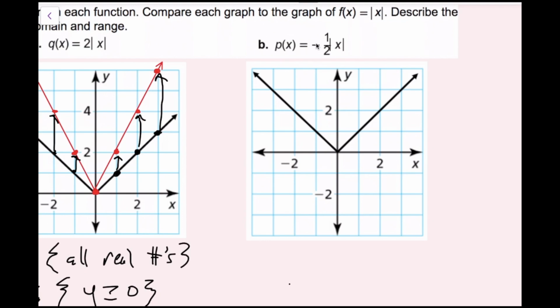This negative is going to be a reflection in the x-axis, because remember, a reflection in the x-axis is a vertical change. I'm going from above the x-axis to below the x-axis. I'm going from up to down, and that's a vertical change. So anyway, I want to find my vertex, and once again, the x value of the vertex is going to be 0, so it's going to be the point 0, 0. So I'll plot that point.